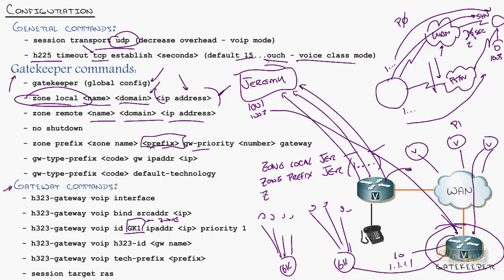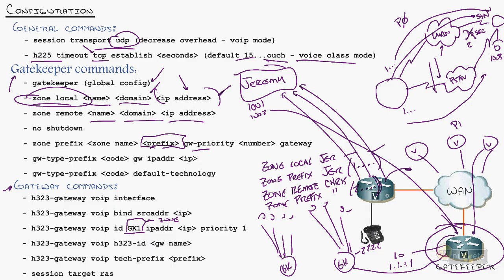I can then start doing zone remote. And let's say I choose Chris as a remote zone. And I say the IP address of Chris is going to be this gatekeeper, 2.2.2.2. So what's in the zone remote Chris? So I would do zone prefix Chris 2 dot dot dot dot. Which would be any 5-digit number that began with the number 2.